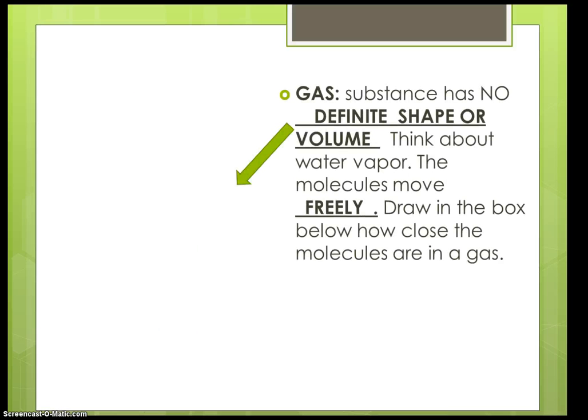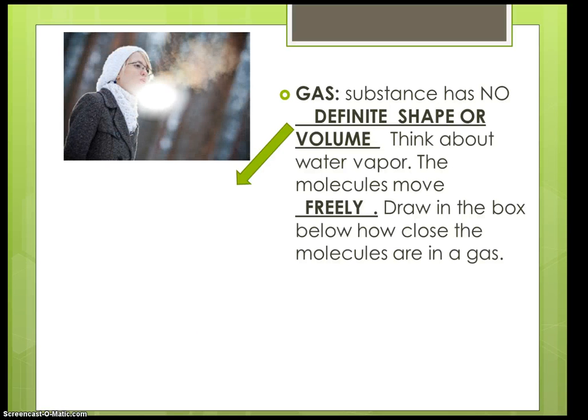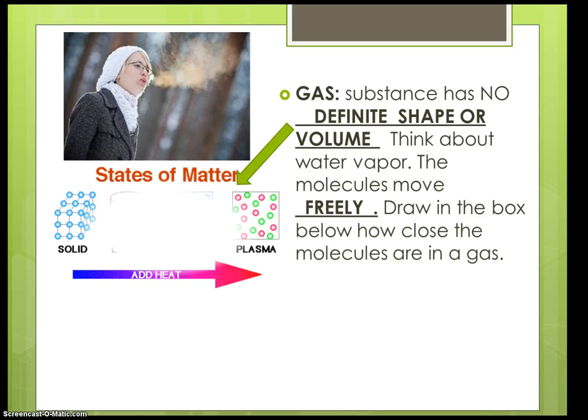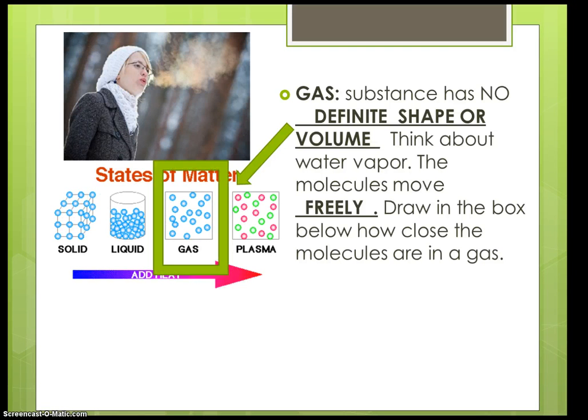The next state of matter is a gas. Whenever you breathe out on a cold day, that's water vapor you're seeing come out. Gas has no definite shape or definite volume. So think about water vapor like in the picture. The molecules move freely. So now draw in the box how close the molecules are in the gas.